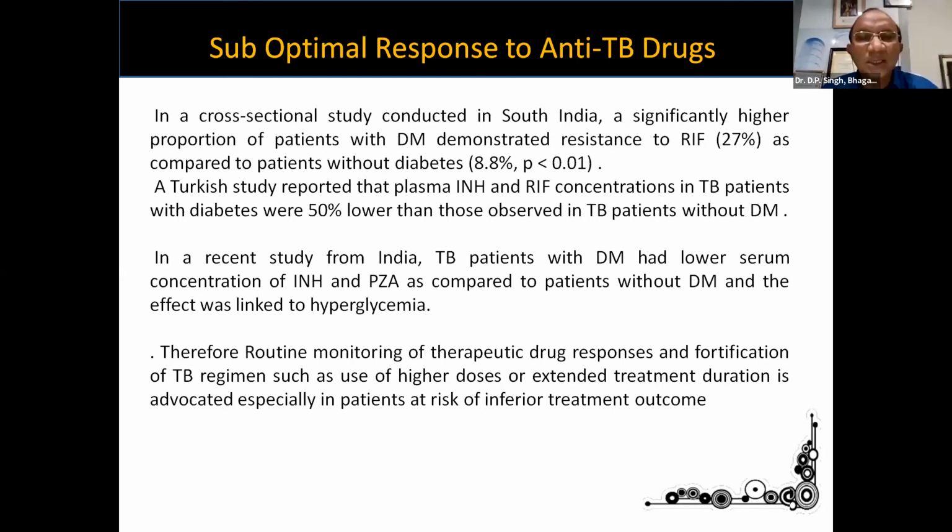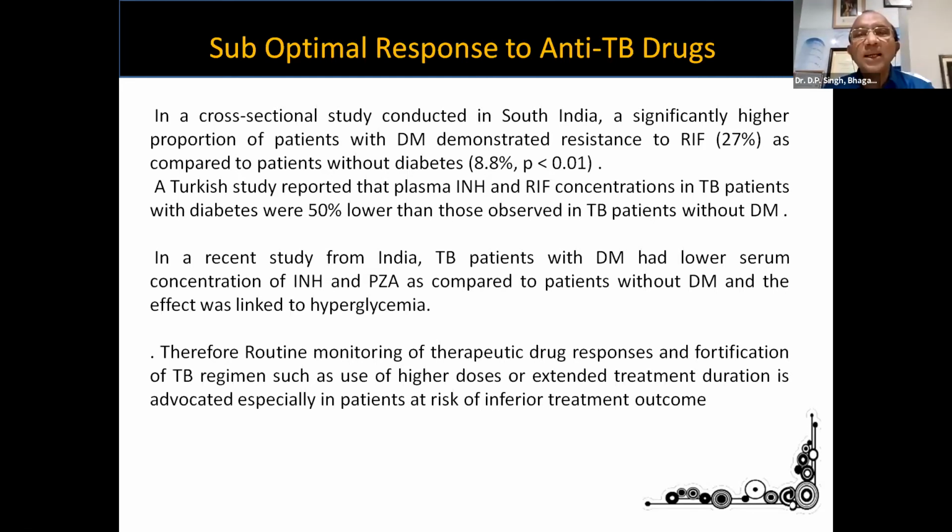It means the use of higher doses of anti-tuberculosis drugs if needed. And you can extend from 6 months to 9 months of treatment depending upon TDM, and there should be individualized treatment also if need be.